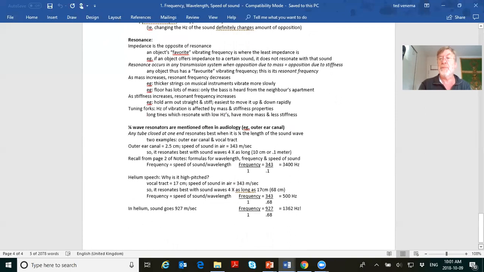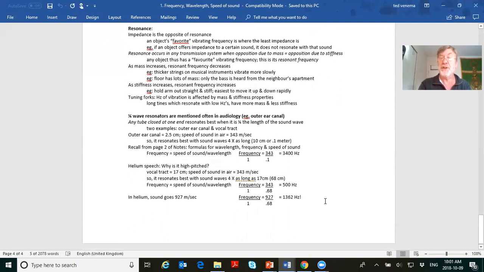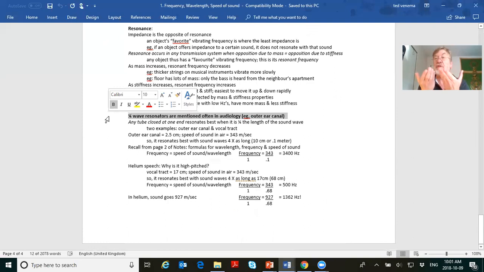And now we get to the bottom of Unit 1. And here we look at quarter wave resonators. And in complex sound, we talked about the throat, Unit 3. In this unit, we talked about the ear canal. Both of them, like a cup, are quarter wave resonators. Cylinders closed at one end, open at the other end.